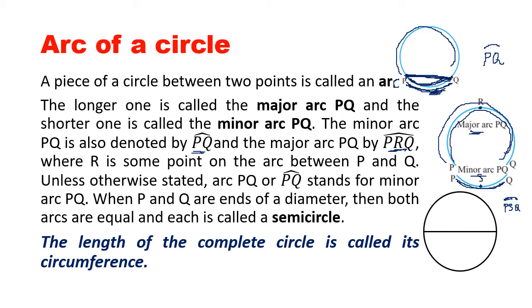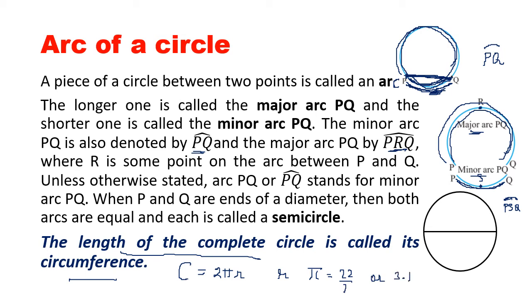Okay? Now look at the whole circle. You know what the length of the whole circle is called? If I start from P and come back to P, the length of the complete circle is called the circumference. Do you remember the formula of circumference? In the previous classes you must have done it. The length of the circumference is 2 pi r, where r is the radius, and the value of pi we take as 22 upon 7, or sometimes approximately 3.14. So the length of the complete circle is called the circumference.